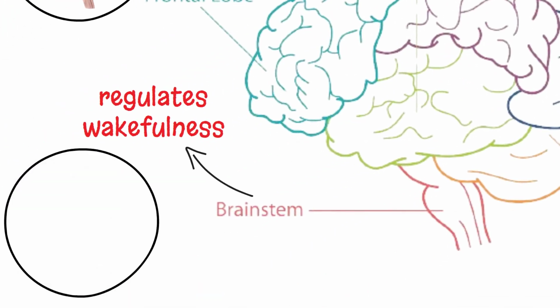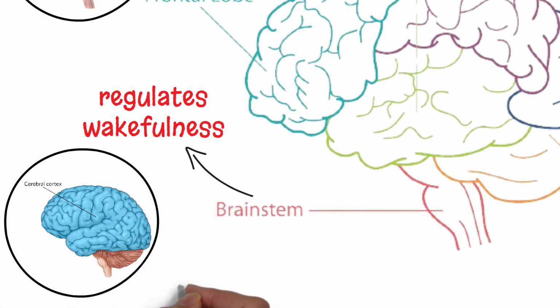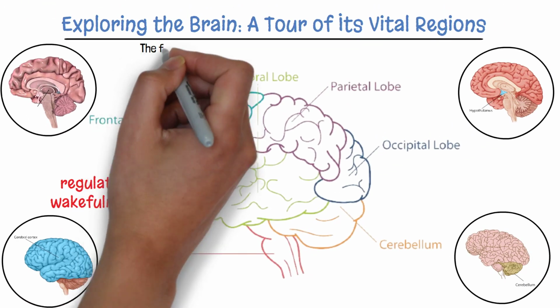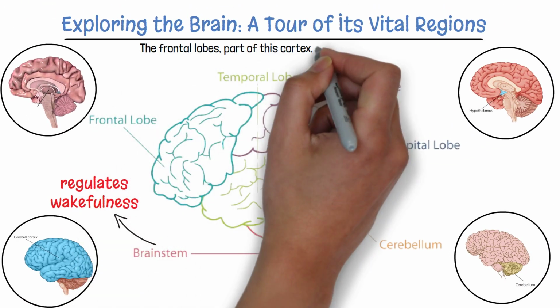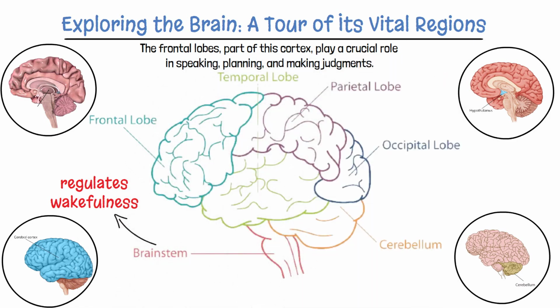The cerebral cortex, a blanket of neural cells enveloping the cerebral hemispheres, serves as the ultimate control and information processing center. The frontal lobes, part of this cortex, play a crucial role in speaking, planning, and making judgments.